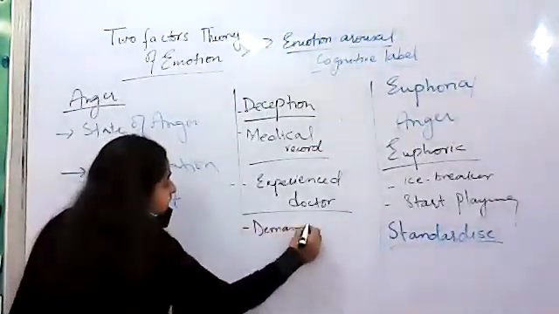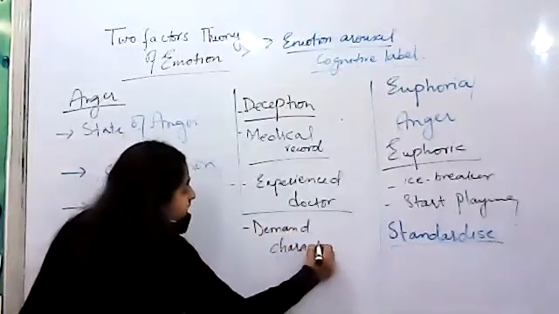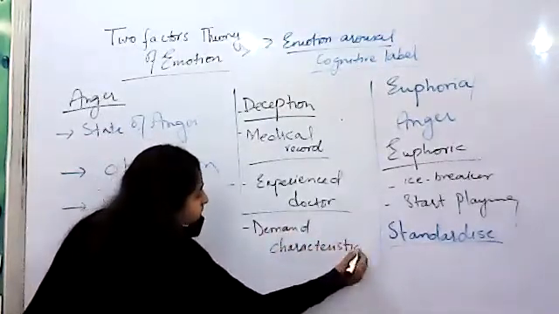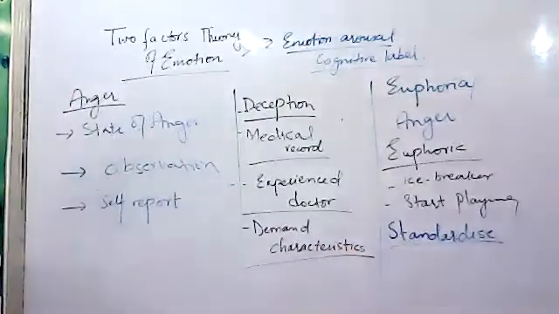Demand characteristics means that if a participant has come to know the purpose of your study, or the question you are going to catch in that study, the participant starts behaving accordingly. Let's take an example: if a person comes to know that you are going to check the anxiety level in the study, they are going to behave in that way. Either they are going to hide the anxiety, or they are going to show more of it, just to show that they have more anxiety.